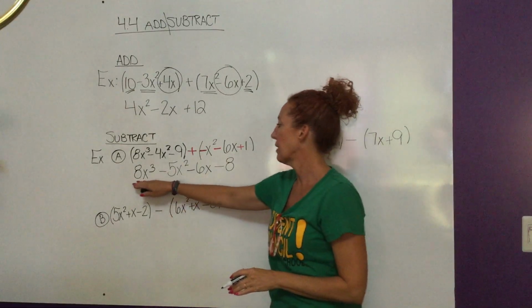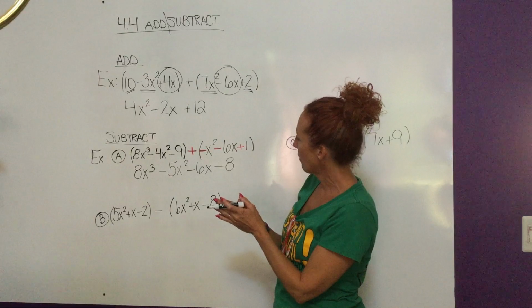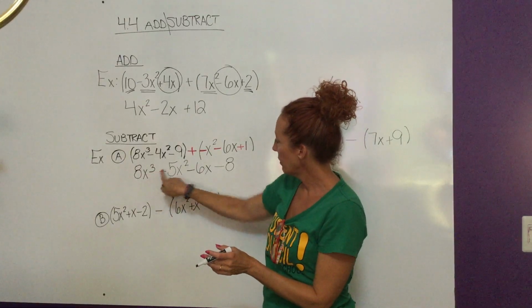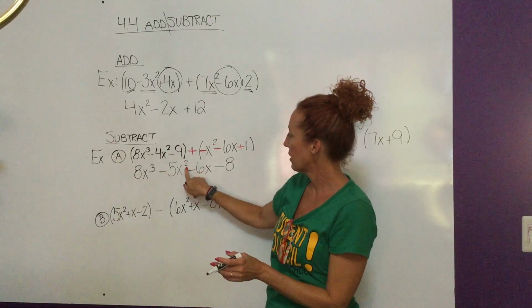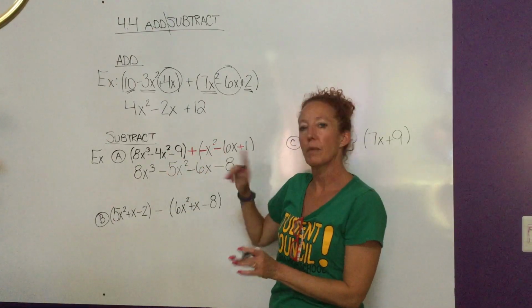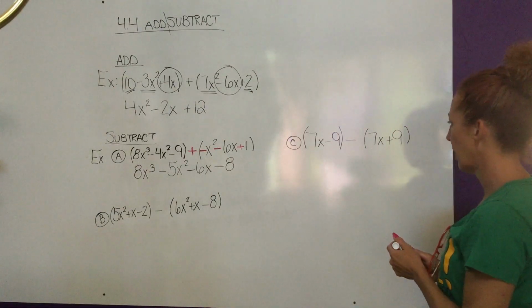Notice how my answer is in descending order, and when I combined those terms, the exponents never changed, like x to the 3rd, x to the 3rd, 2 x squareds, it's still x squared. So make sure that you're not inadvertently changing those and adding those exponents together.